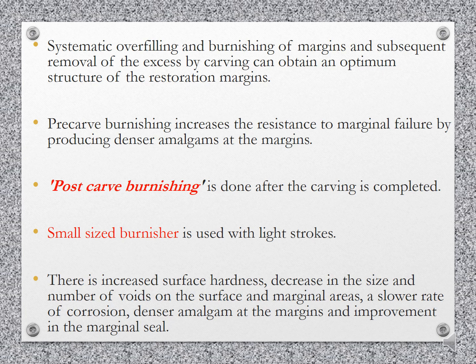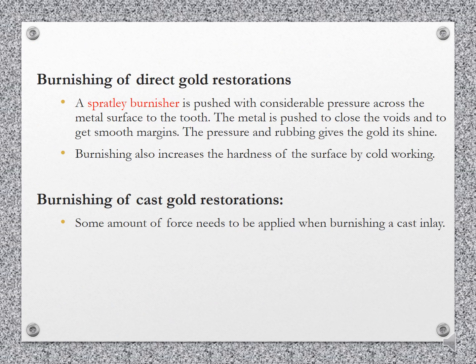There is increased surface hardness, and a decrease in the size and the number of voids on the surface and marginal areas. There is a slower rate of corrosion, denser amalgam at the margins, and improvement in the marginal pressure across the metal surface to the tooth. The metal is pushed to close the voids and to get smooth margins. The pressure and rubbing gives the gold its shine. Burnishing also increases the hardness of the surface by cold working.